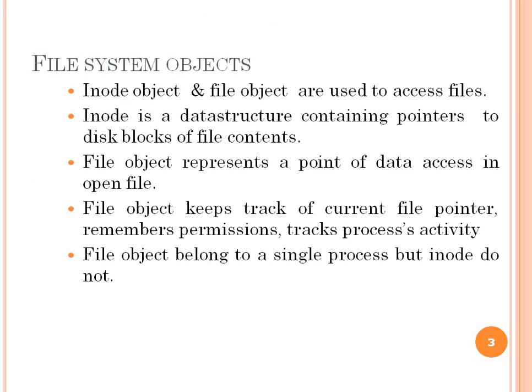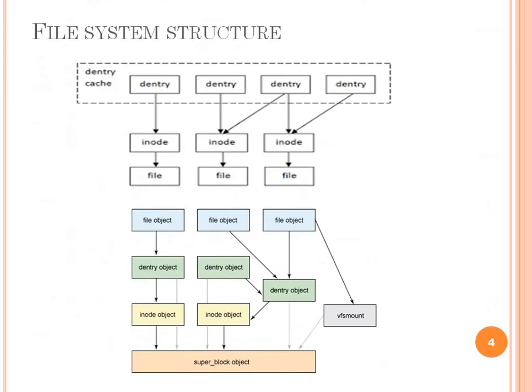The inode object and the file object are used to access the files, as they are based on the file structure, and inode is a data structure containing pointers to the blocks of file contents. The file object represents a point of data access in the open file, so it's important to get access to the open file using this file object, which keeps track of the current file pointer, remembers the permissions, and tracks the process's activity. The file object belongs to a single process, but inode does not, because inode is common for the files, while the file object points to the open file, which is specific to a particular process.